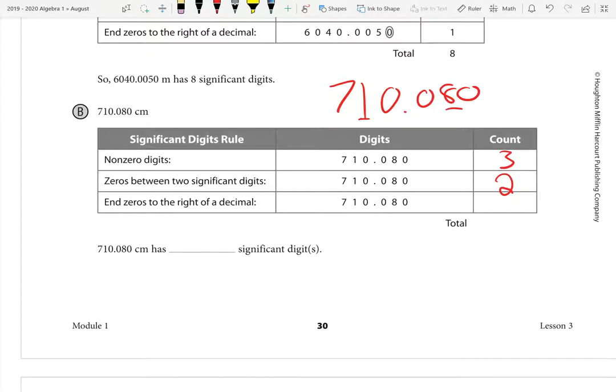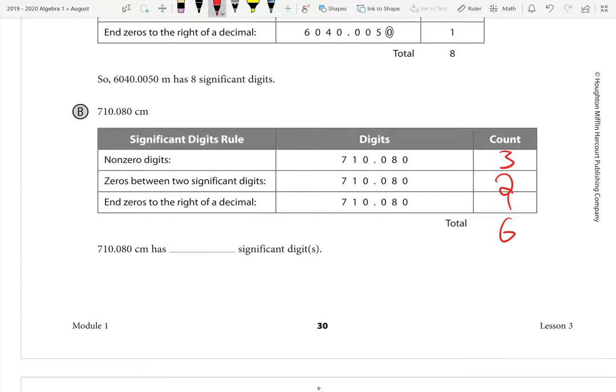And then we're looking at end zeros to the right of the decimal. So there is a 0 at the end to the right of the decimal. So we're going to count that one as well. So there's 1 there. That gives us a total of 6 significant digits, which means all of them are significant in this case.